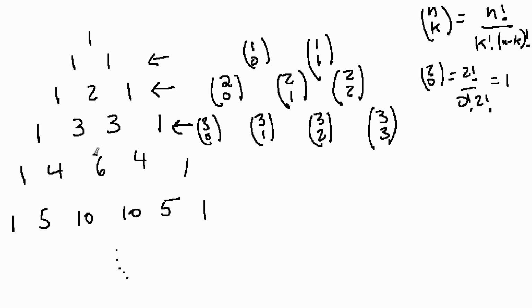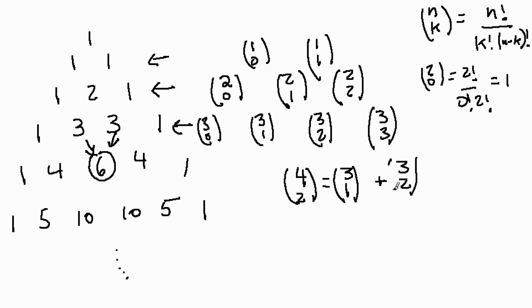And we get a very, very interesting thing over here. For instance, over here, remember I said that that is equal to that plus that. Well, so if this is 4 choose 0, 4 choose 1, 4 choose 2, we're saying that 4 choose 2 is actually equal to, that's 3 choose 0, that's 3 choose 1, plus 3 choose 2.